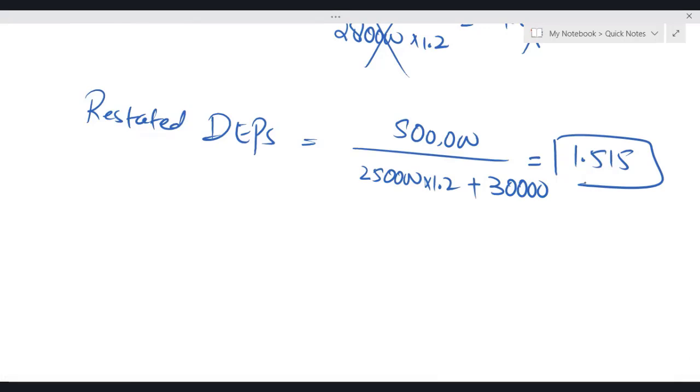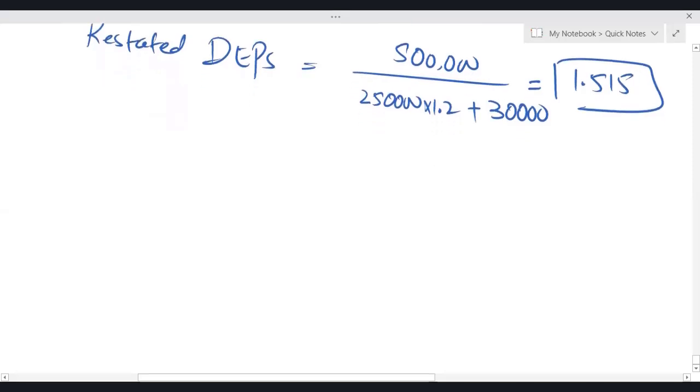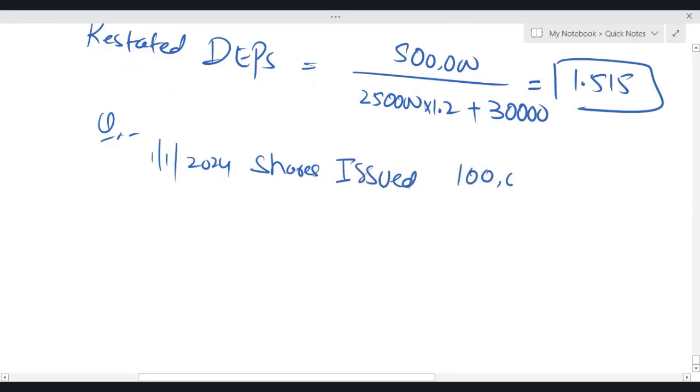Okay. Now, one more thing. What is that? For example, on 1/1/2024, we have shares issued 1 lakh.